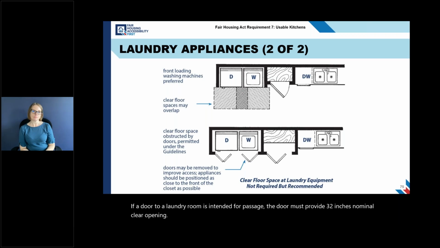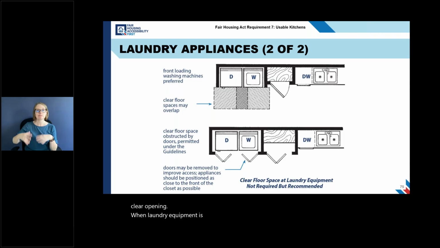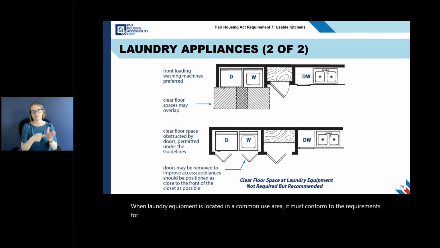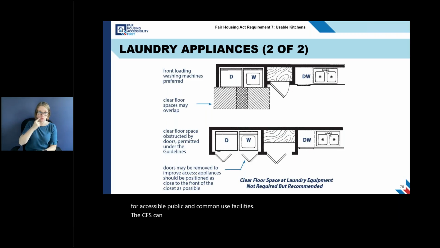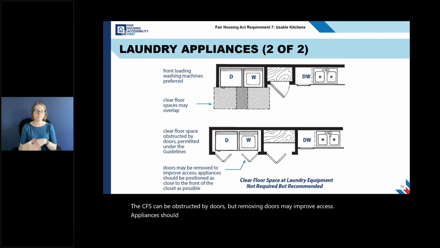When laundry equipment is located in a common use area, it must conform to the requirements for accessible public and common use facilities. The CFS can be obstructed by doors, but removing doors may improve access. Appliances should be positioned close to the front of a closet if possible.